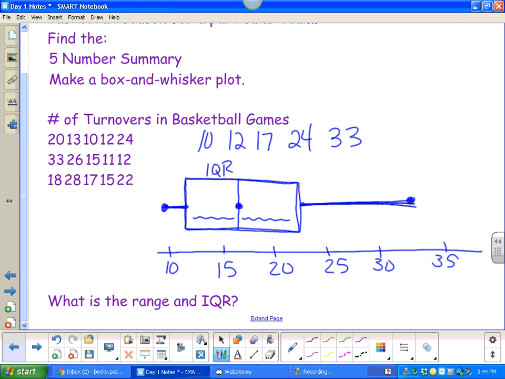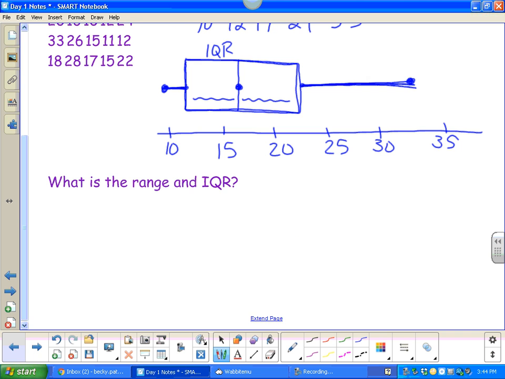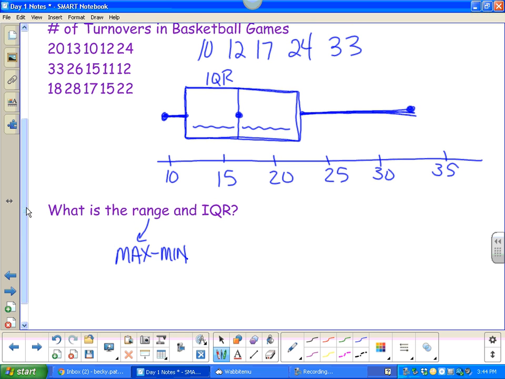So what is the range and the IQR? Well, the range is the max minus the min. Okay, and I can look at my box and whisker, or I can just look at my 5-number summary. My max is 33, and my min is 10, so my range is 23.